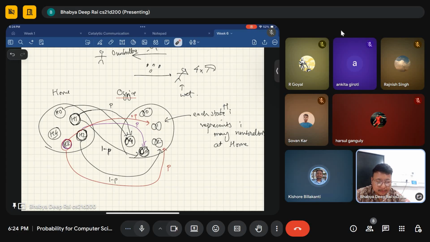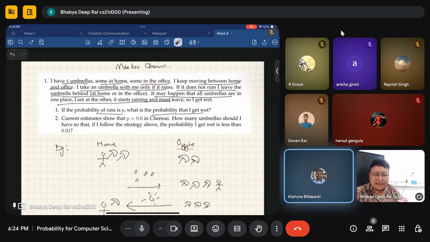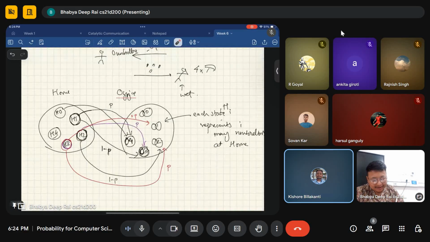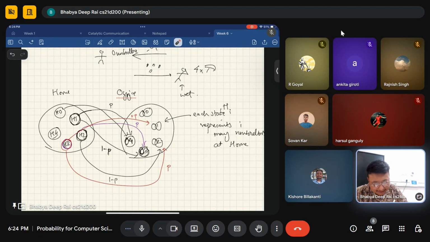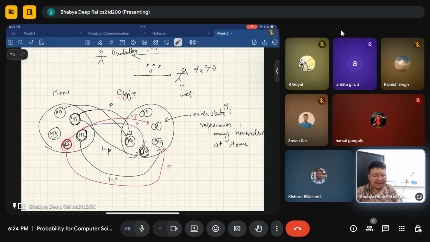Because the question itself says I have four umbrellas. Some are at home, some in the office. So if three umbrellas are at home, the remaining one is in the office. But this doesn't satisfy the transition from H3 to O2, right? I'll come to that. So why O2? I'll come to that. So I'm at H3. In the office, there is one umbrella. That much is clear, right?